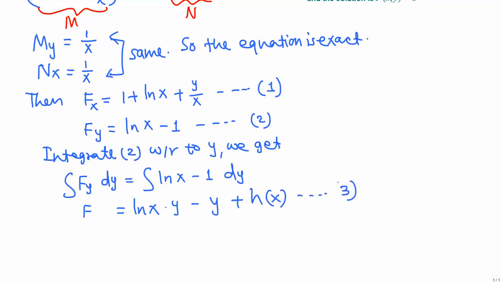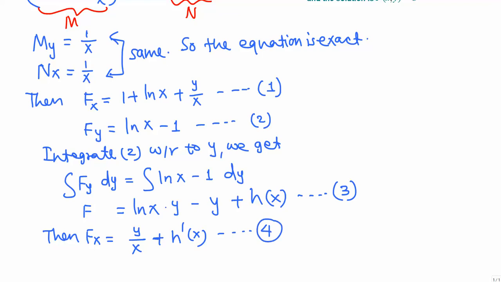Now we have not used equation 1. To make use of it, look at f_x. So find the partial derivative of equation 3 with respect to x. Y is constant, and the derivative of natural log of x is 1 over x times y, so this is y over x, minus the derivative of y, that's 0, because we are finding the derivative with respect to x, plus the derivative of h with respect to x. Since h is a pure function of x, it's just a regular derivative. Call this equation 4.